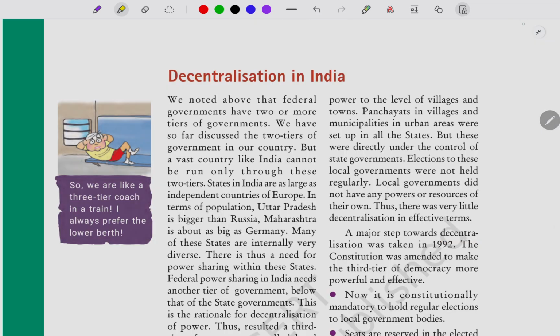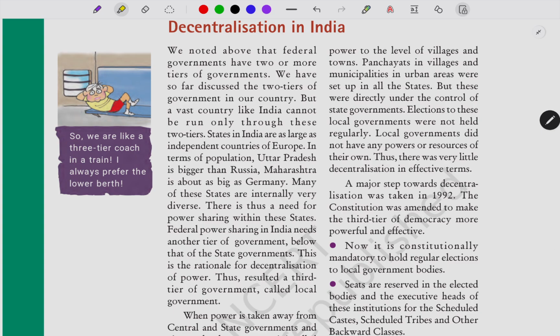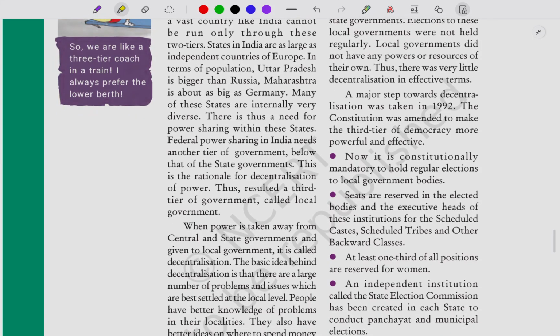Decentralization in India, the next point. We noted above that the federal government has two or more tiers of government. So far we have discussed the two tiers of government in our country, but a vast country like India cannot only run through these two tiers. States in India are as large as independent countries of Europe. So, for example, Uttar Pradesh is bigger than Russia.